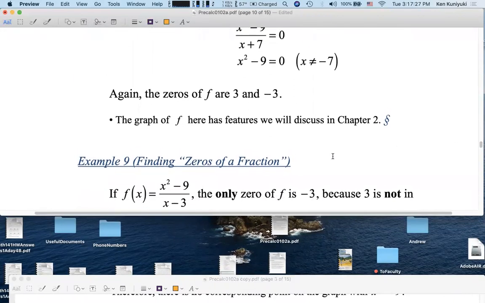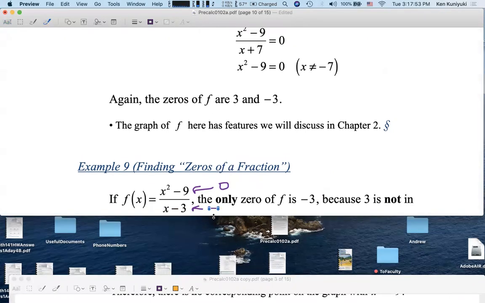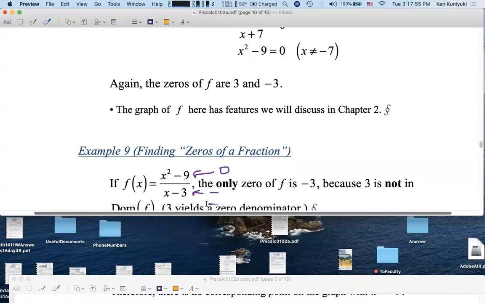This problem is surprisingly harder. If f of x equals the fraction x squared minus 9 over x minus 3, again, let's find the x-intercepts. I basically want to find the real zeros of this fraction over here. Once again, I need to make the top 0, but not the bottom. For an easy rational expression like this, it's as straightforward as that.